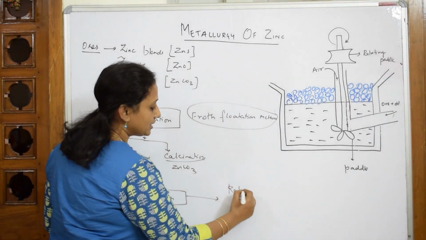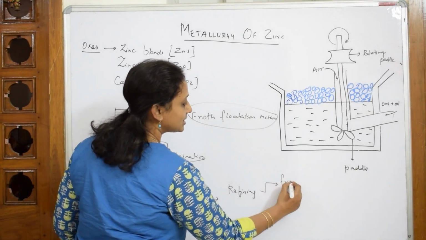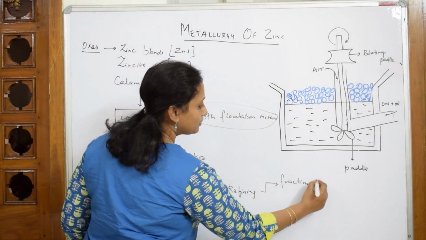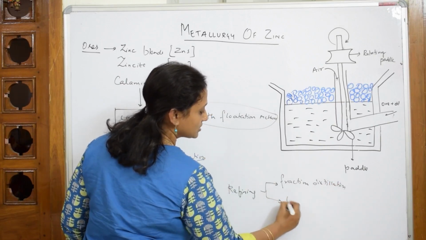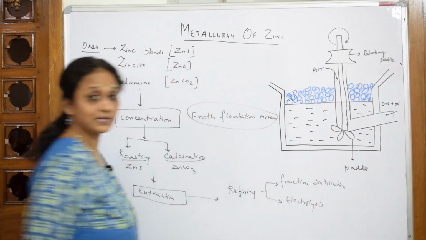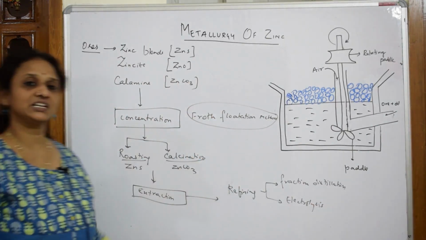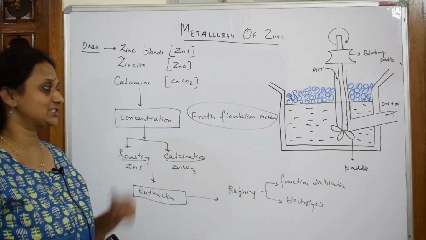In that refining, we are going to do two processes. One is fractional distillation, based on the boiling point, and the second would be your electrolysis. These two are the methods which I am going to explain. So this covers the whole of the zinc topic. Any question may be asked from any part of this particular topic. So let us start with the first one.